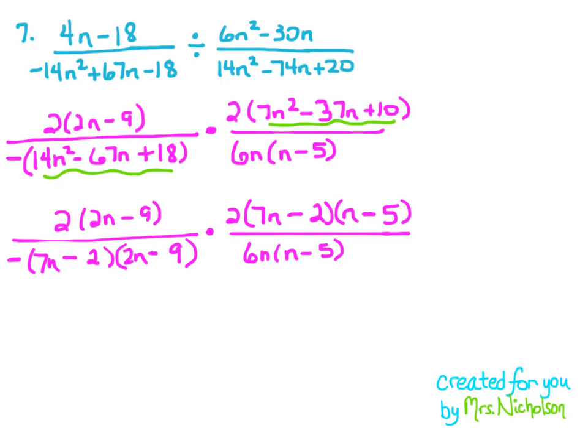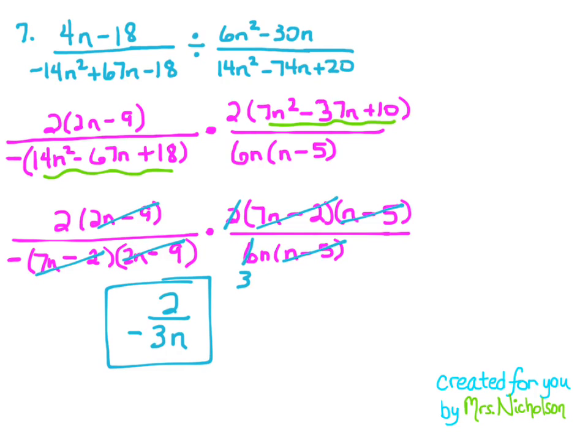So now I'm looking for things that I can cancel out. I've got 2n plus 9 in the numerator and the denominator, 7n minus 2 both places, n minus 5 both places, and let's see, I can cancel that 2 with the 6 and make it a 3. So it looks like I'm just left with 2 over negative 3n for my answer.